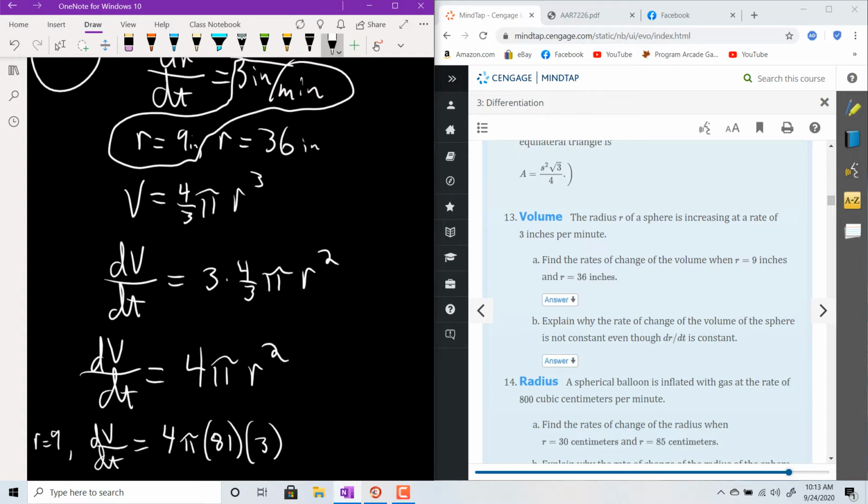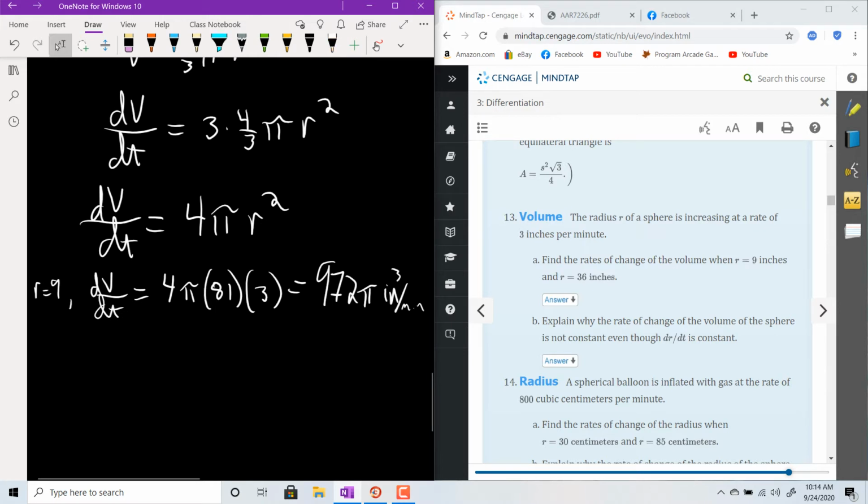4 times 81 times 3, 972 pi. Okay, so 972 pi, and volume is cube units, so it'll be inches cubed per minute. And then when r is even bigger, apparently, we want to go with 36. The rate of change of the volume with respect to time will be 4 pi times 36 squared, whatever that is, times 3.